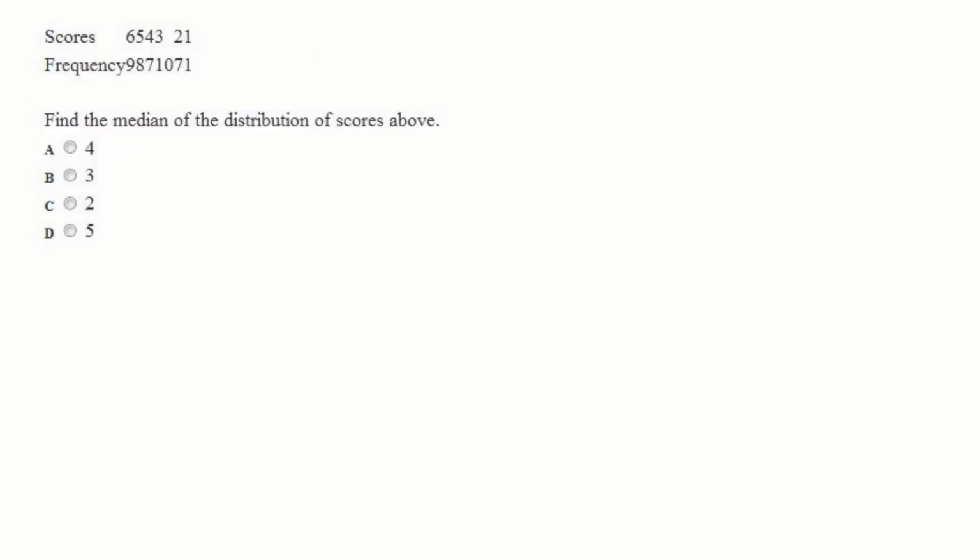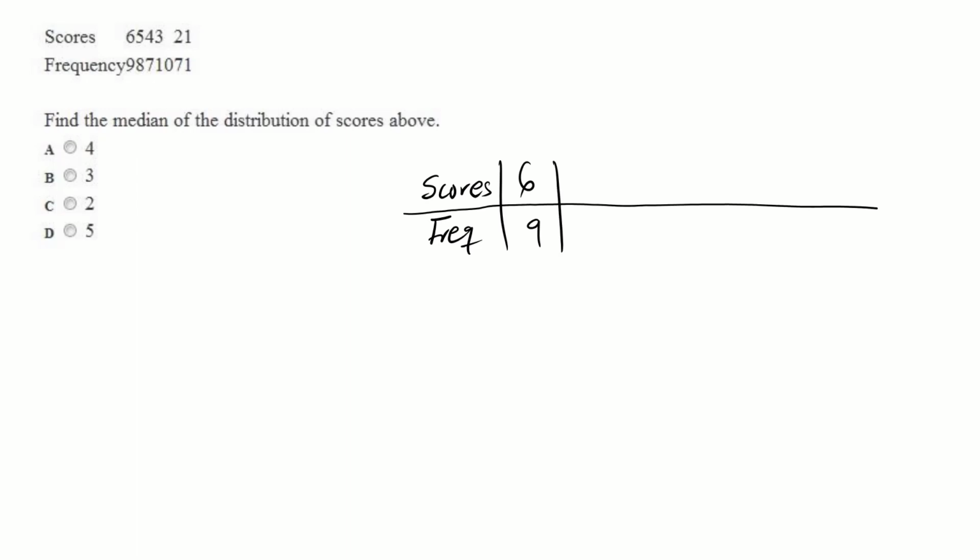This is a question from frequency distribution and we have to find the median. So let me write this set of data very well. We have scores and this is the frequency. So 6, the frequency is 9. 5, the frequency is 8. 4, the frequency is 7, and 3, the frequency is 10. 2, the frequency is also 7, and 1, the frequency is 1.